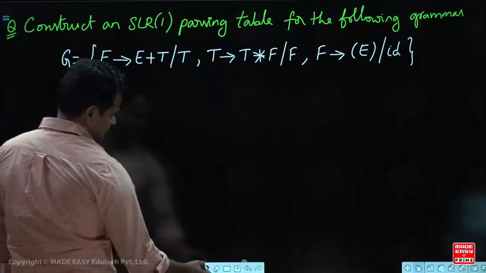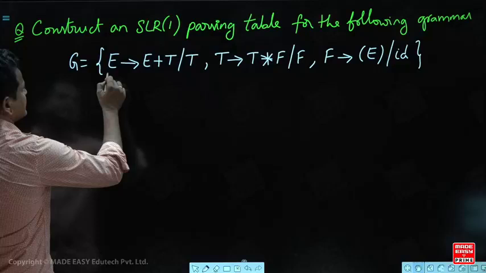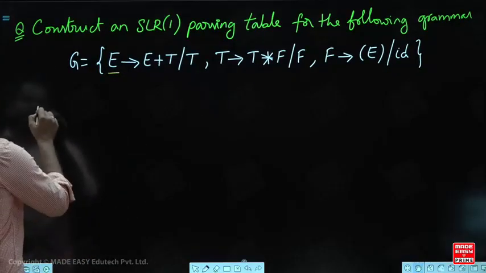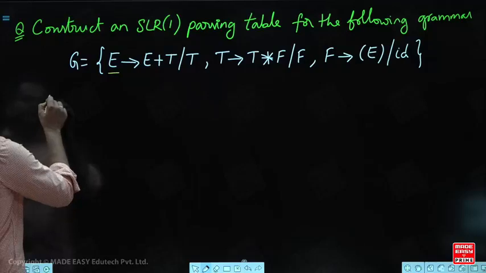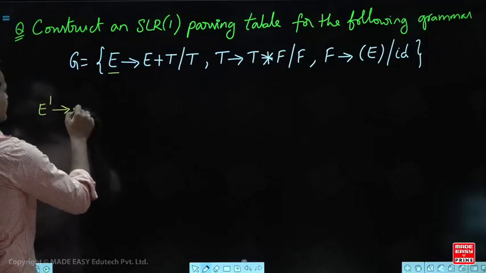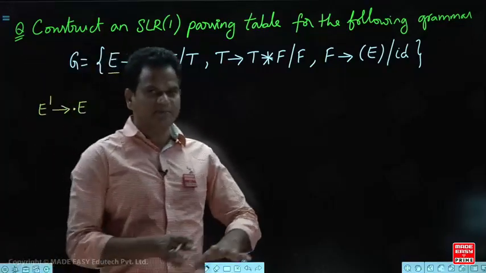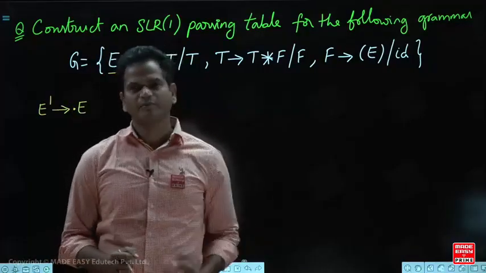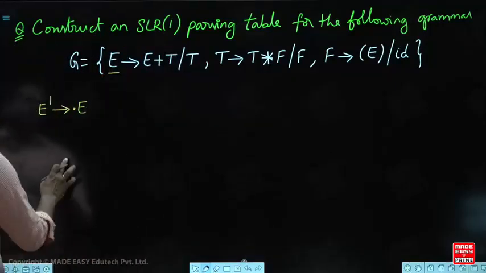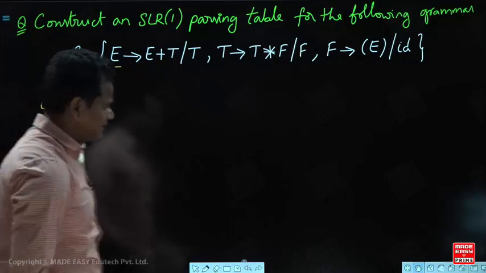Okay, now look at this. This is the start symbol. E is the start symbol. So initially add the augmented production. Stop sending messages. Every one of you, look at this. I won't do this completely. I will do some part only. The rest of the part you have to do. So initially add the augmented production. As E is the start symbol, I write E dash goes to dot E.